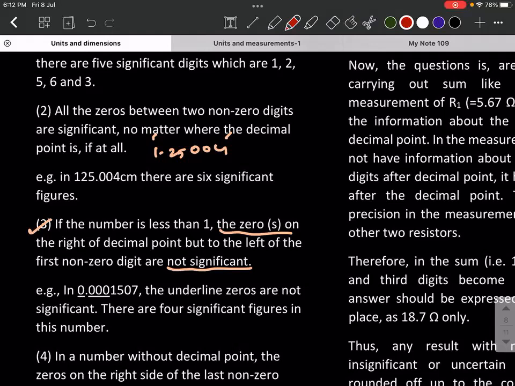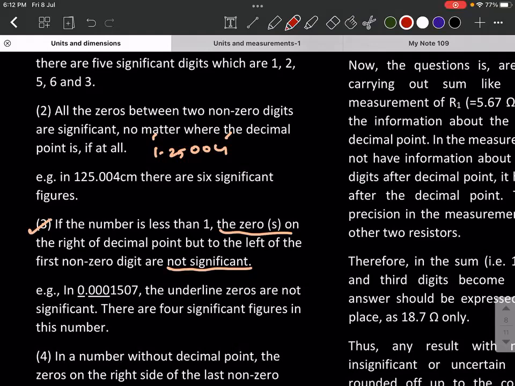Okay. So it started with 0, right? So 0 point... you can think, why are we ignoring the zeros that are there after the decimal point? The zeros that are there before the first non-zero digit are always considered to be not significant. So how many significant figures are there in this?